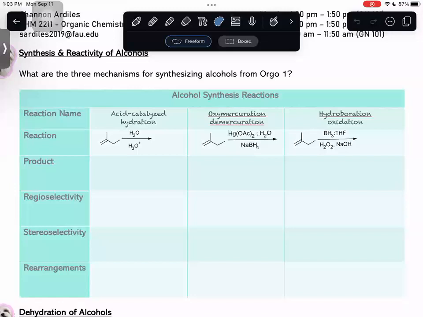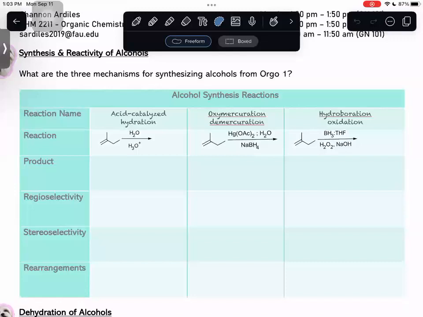Hydroboration. Acid catalyzed hydration. Do you remember that one? Does the OH go on the more substituted? For which one? Acid catalyzed hydration. No, less substituted on acid catalyzed hydration, more substituted on oxymercuration. No, not quite. So where does the OH go for acid?